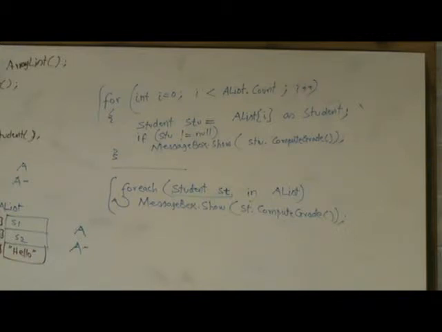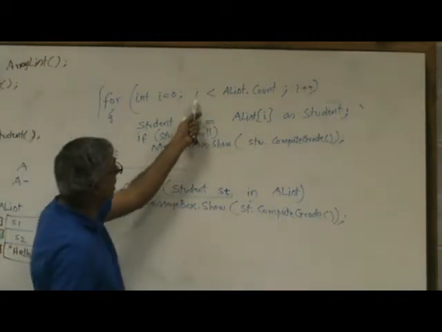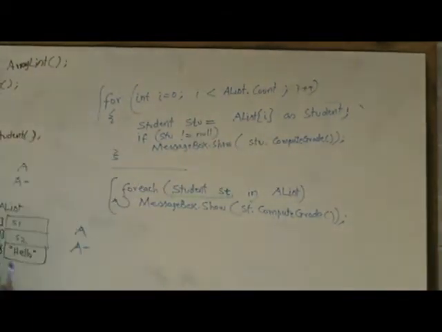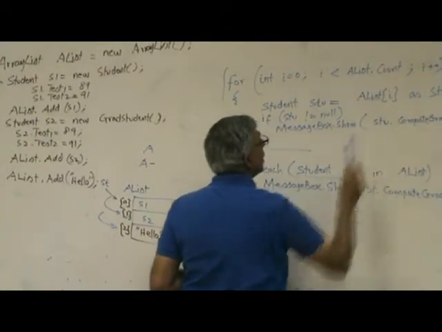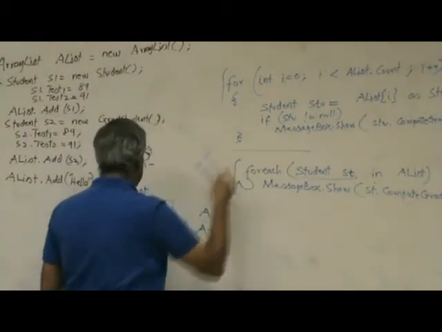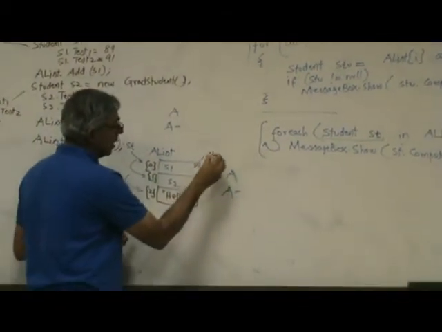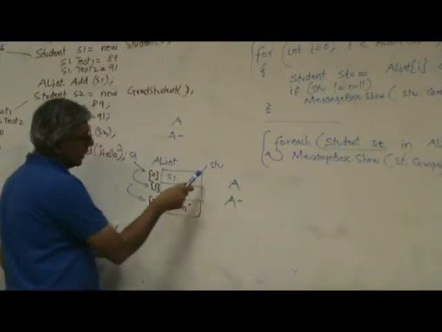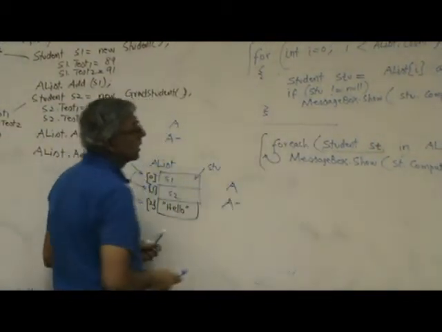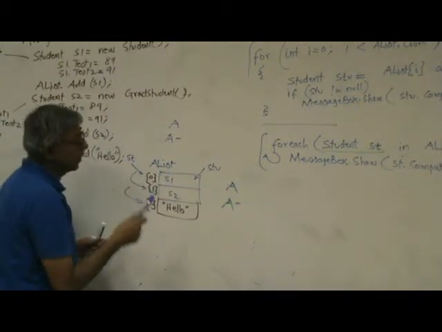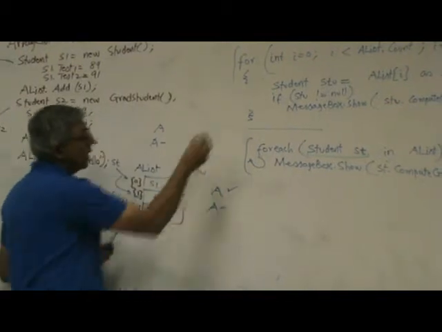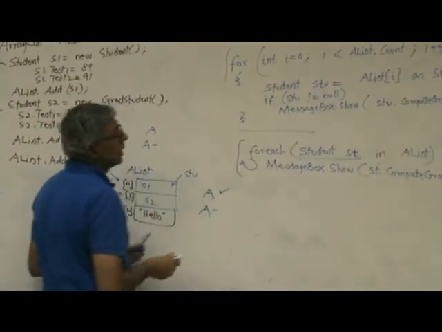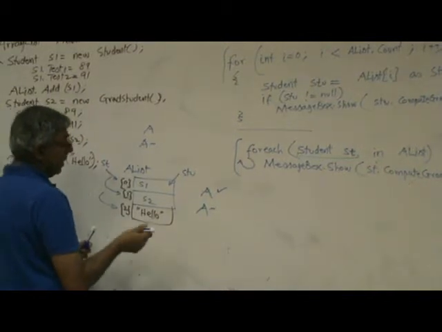Okay, now let's take a look over here. Very first time through this loop, when I is 0, A list of 0, can A list of 0 be successfully converted to a student? Yes. So then stu will point over here, correct? And since it's pointing into an object, obviously it's not null. So message box.show stu.compute grade, will it print A? Yes.